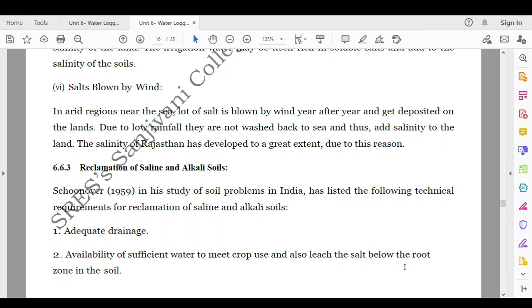So all these are the causes which cause salinity and alkalinity in the soil. We will see the reclamation of the saline and alkaline soil in the next part.